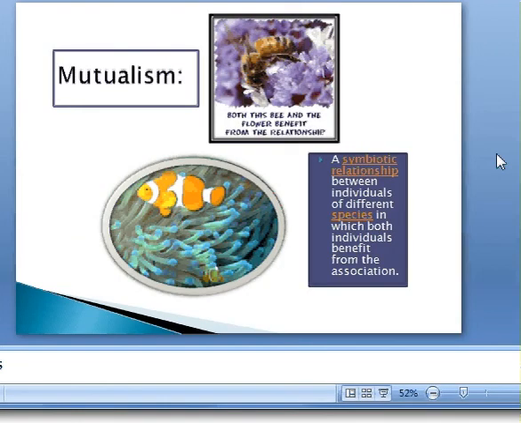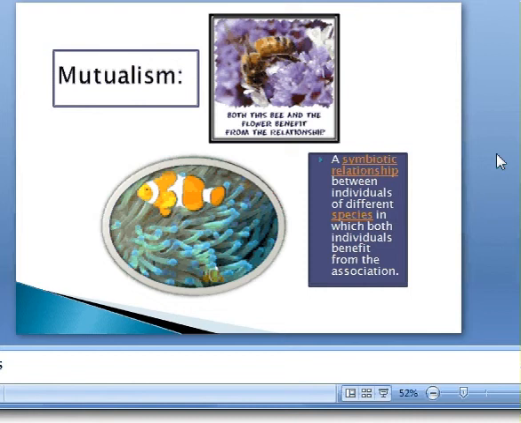So mutualism here, you can see that the root in that word mutualism would be mutual, and usually if we think of something that's mutual, we're kind of helping each other back and forth. It's mutual. I help you, maybe you help me. Well, in that word mutualism, you're going to see pretty much the same thing. In mutualism, both of the species benefit from the relationship that they have.